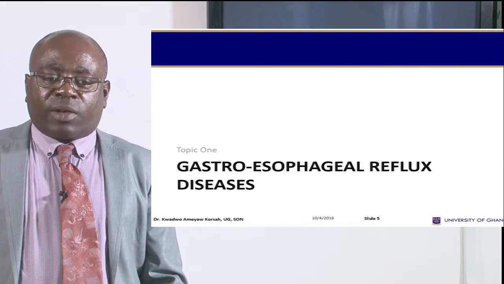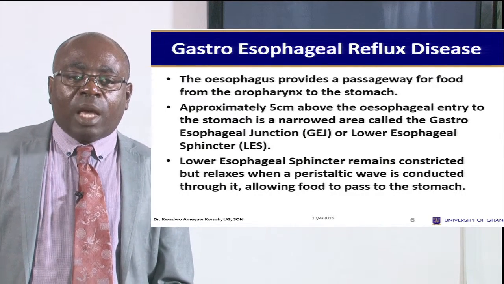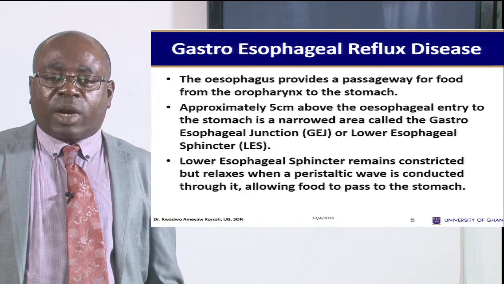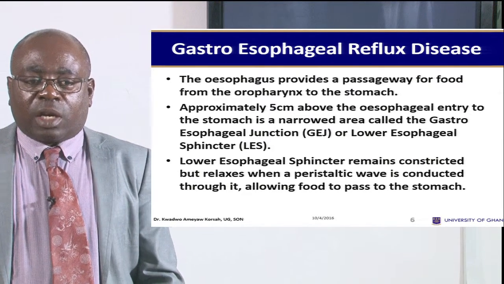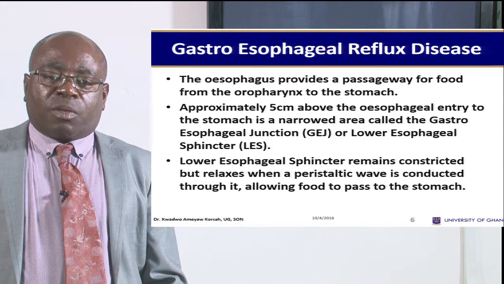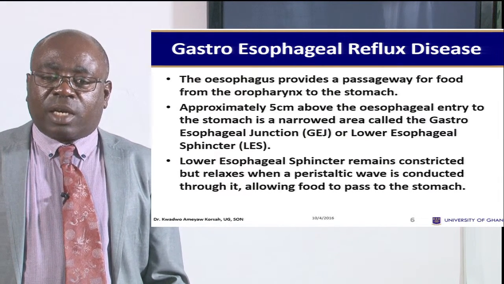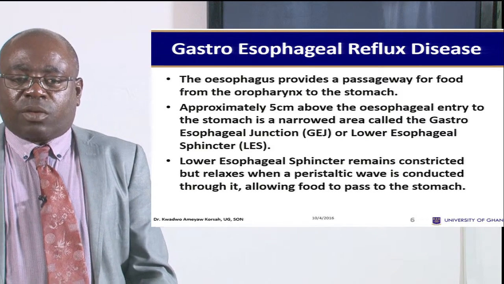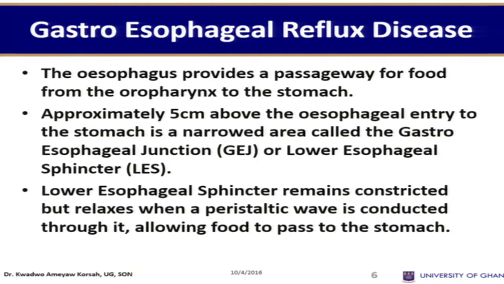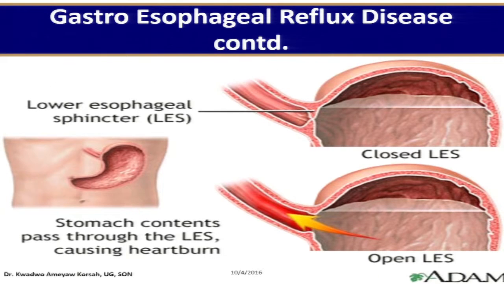Gastroesophageal reflux disease, GERD. As we all know, the esophagus provides passage for food from the oropharynx to the stomach, and approximately 5 centimeters above the esophageal entry to the stomach is a narrowed area called the gastroesophageal junction, which is GEJ, or lower esophageal sphincter. The lower esophageal sphincter remains constricted but relaxes when a peristaltic wave is conducted through it, allowing food to pass through to the stomach.